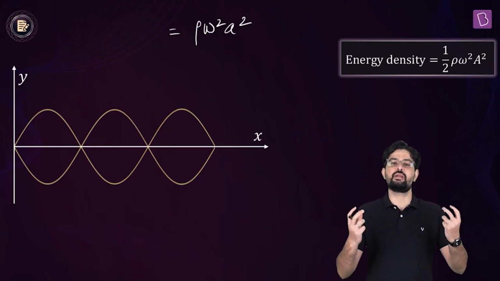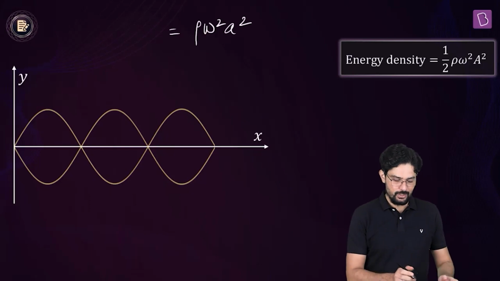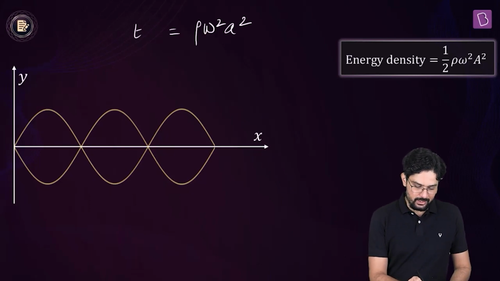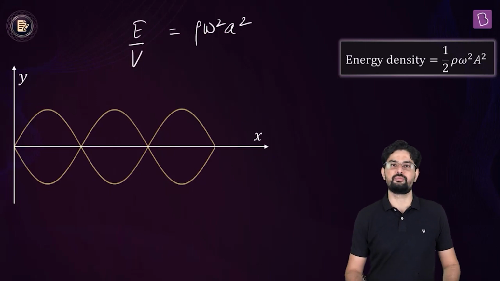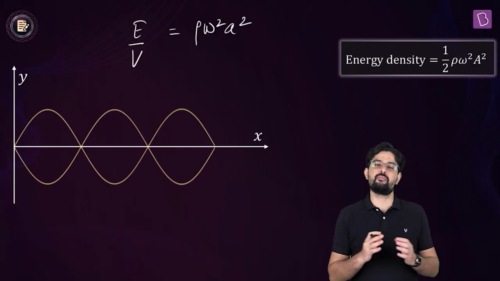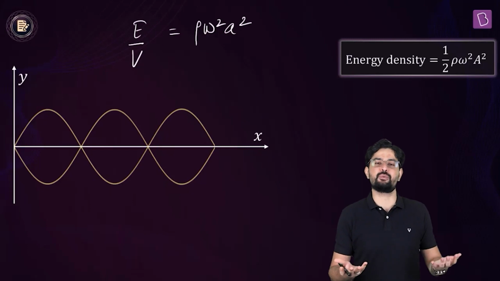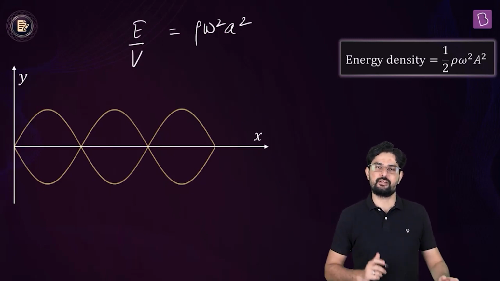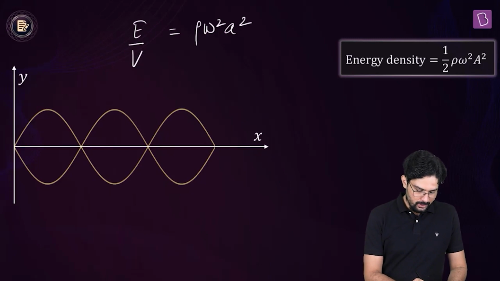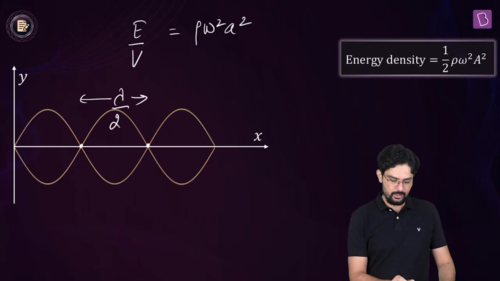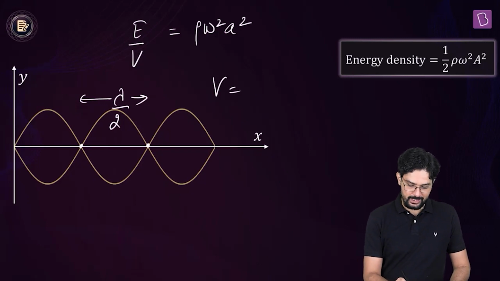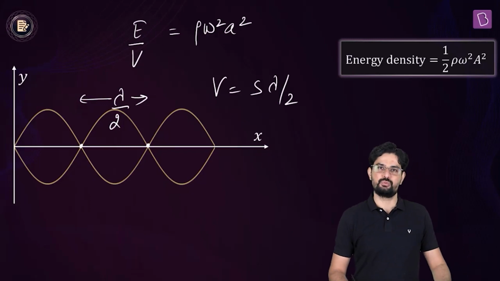But we want the total mechanical energy, right? So we know that the energy density is going to be energy per unit volume, right? And now let's talk about the volume, because once we find the volume, volume into ρω²a² is going to be our final answer, right? So how much is the volume? Well, between two adjacent nodes, can you see that the distance is lambda by 2, right? So the volume is cross-sectional area S into the distance, which is lambda by 2.